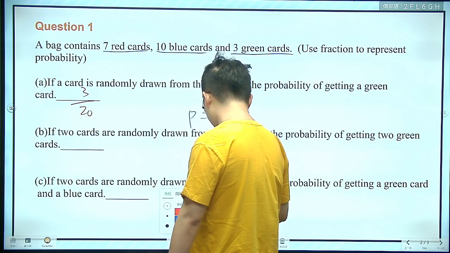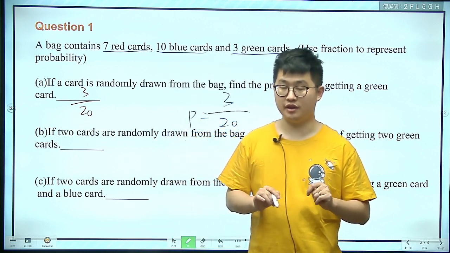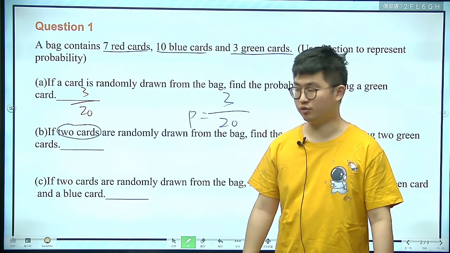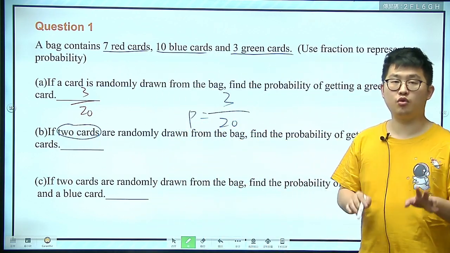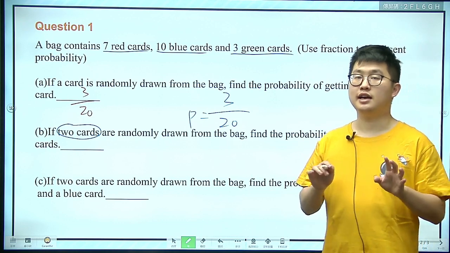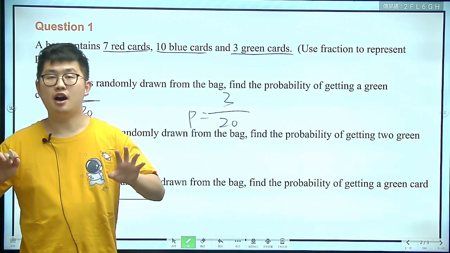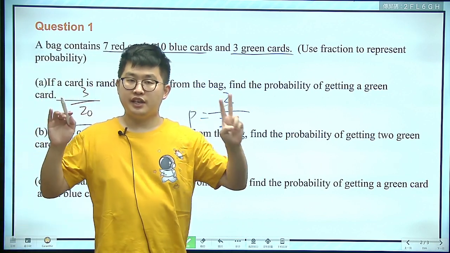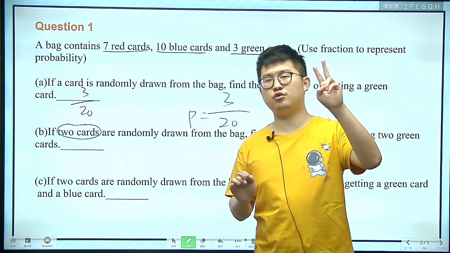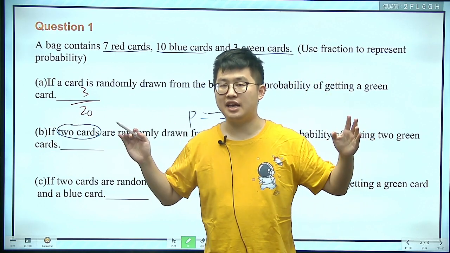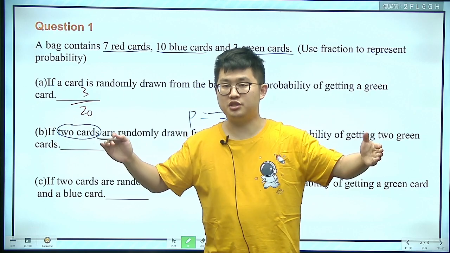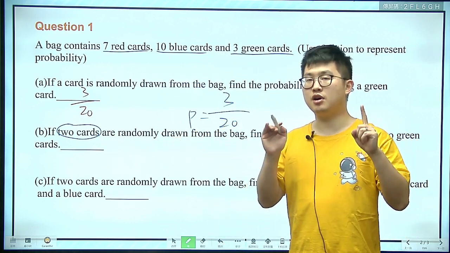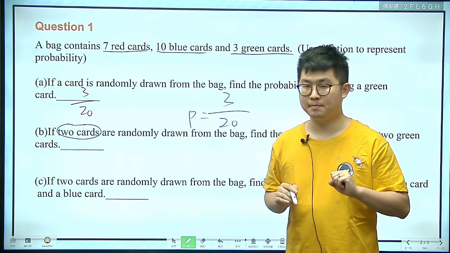The second question will be more difficult because now we need 2 cards. 2 cards are drawn from the bag, and we need to find the probability of getting 2 green cards. In this question, we draw 2 cards, so there are 2 steps. In this scenario, we first calculate the probability of each step.